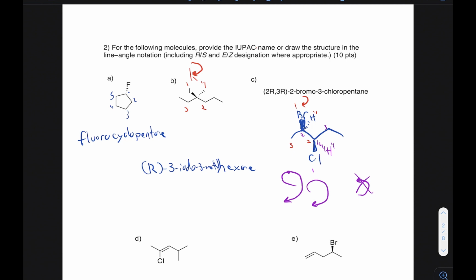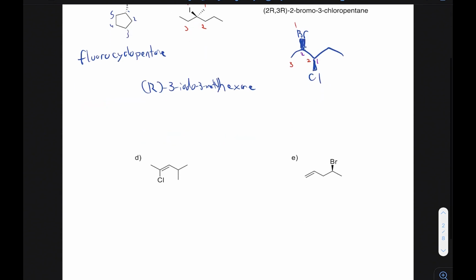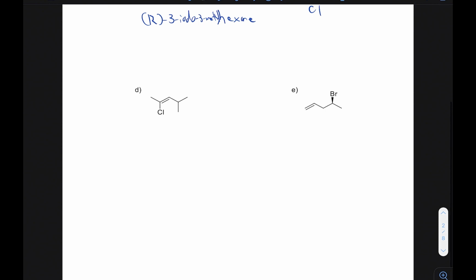So this is R, okay? With this bromine and this chlorine on the dashed, or on the wedge positions, right? Kind of get rid of some of this extra junk here. Okay, so let's look at these two bottom naming problems now.